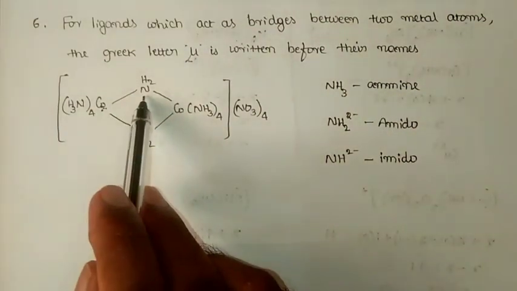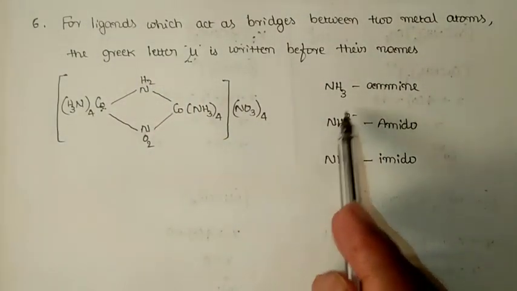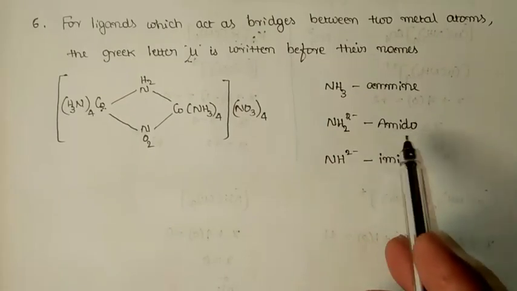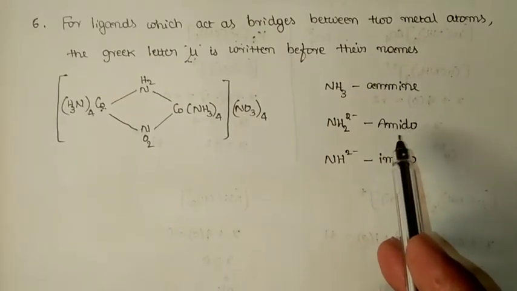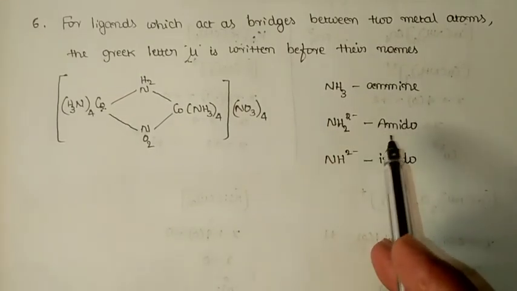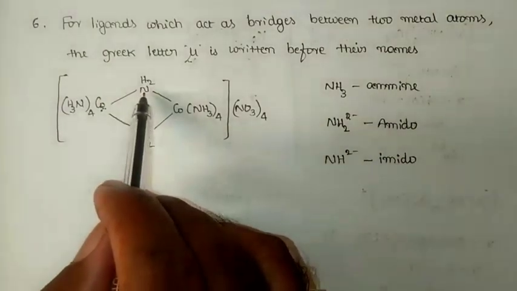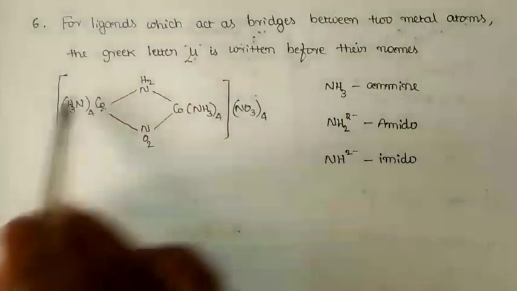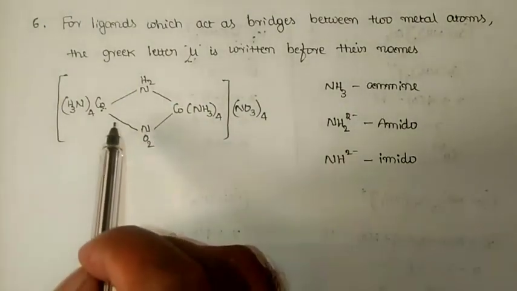So you can notice these 3 things: amine, amido and imido. Here we have the ligand NH2 which is having 2 negative charges, means it is a bidentate ligand, so it will be acting as an amido. It's supposed to be called as amido, which is acting as a bidentate bridging ligand. So how to give the name for this one?